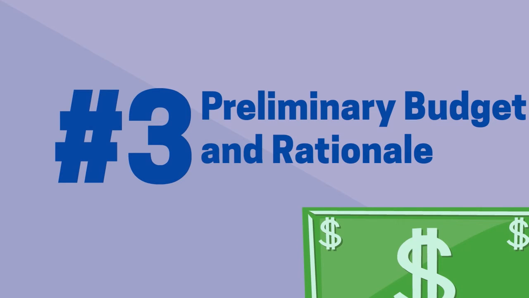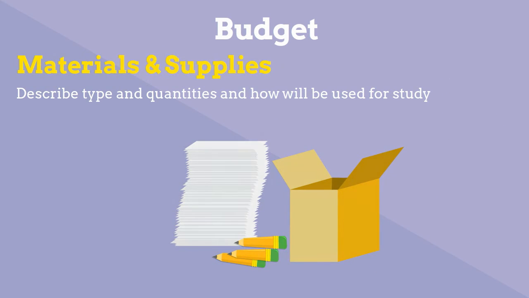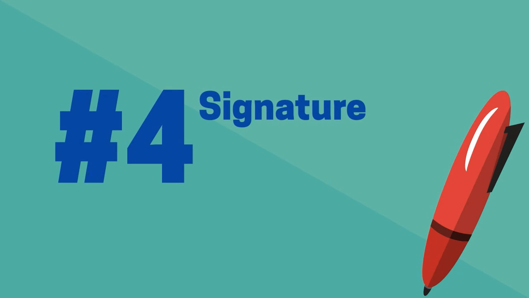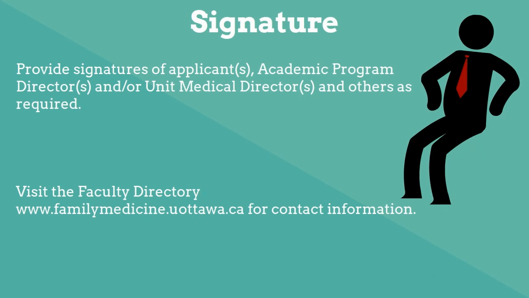The third element of the letter of intent submission is the preliminary budget and rationale. Here you must outline any and all personnel, equipment, materials and supplies, and other expenses. The fourth and final element of the letter of intent submission is the signature page.